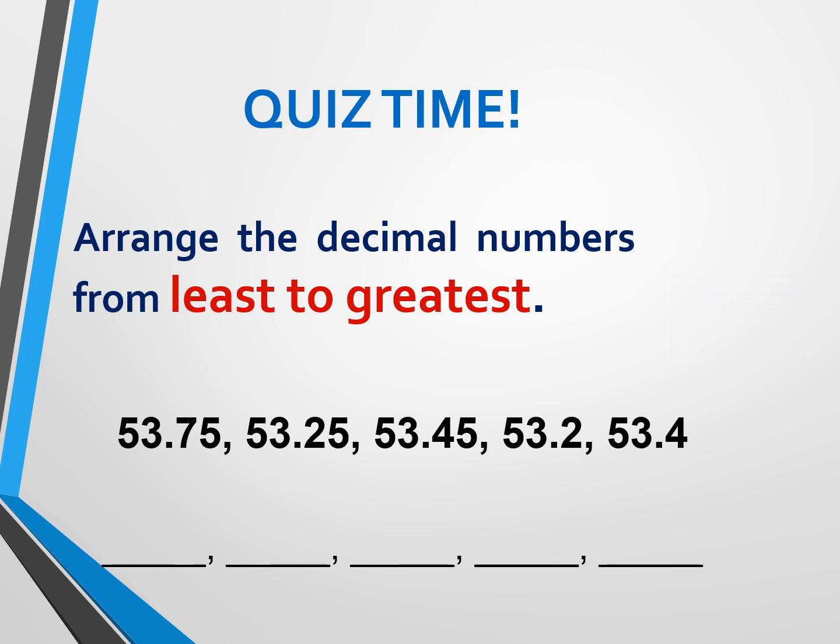Okay, time's up. Let's see what are the correct answers. So the smallest number among them is 53 and 2 tenths, followed by 53 and 25 hundredths, followed by 53 and 4 tenths, followed by 53 and 45 hundredths, and the largest among them is 53 and 75 hundredths. Did you get it right? Very good.